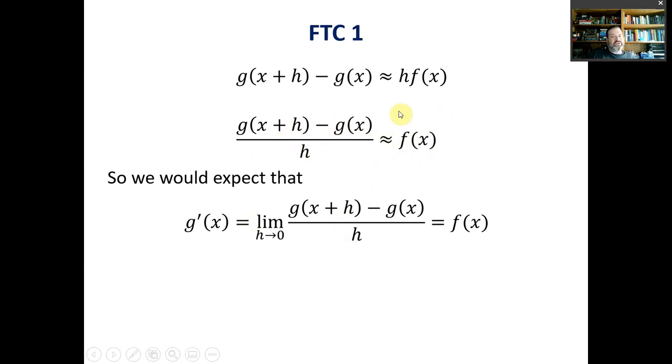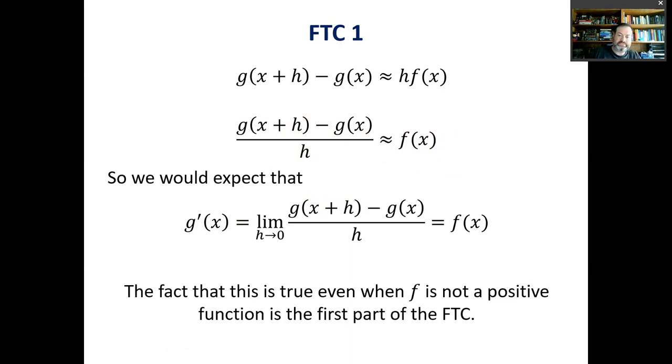But we have to prove that this right side gets closer to f of x. Even though it's believable that that's true, we need to prove it. And it turns out that this is true even when f is not a positive function. That's really important, because it's going to allow us to define this integral as something other than just subtracting a positive area. We can actually think of it as a negative area.